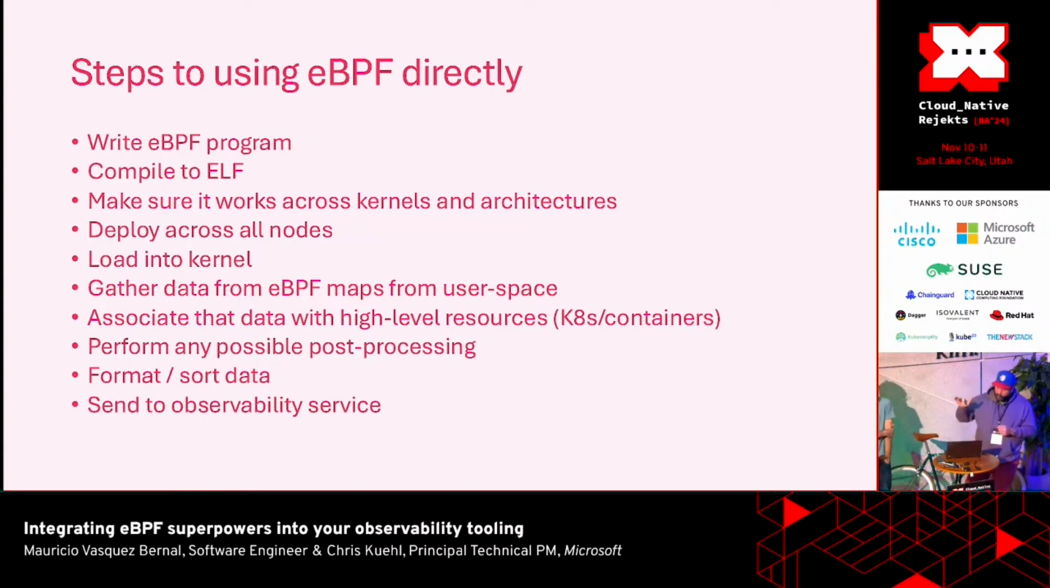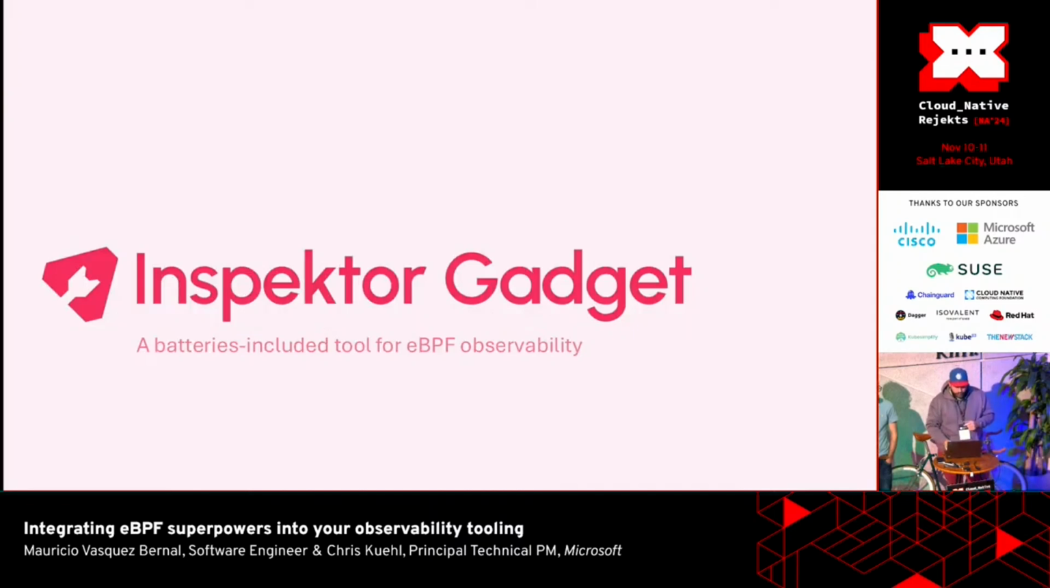You need to then perform any possible post-processing, because there are some things, because it's safe, you can't do inside of eBPF. For example, string processing, because it's sometimes unbounded, is difficult. And then you need to format, sort, prepare that data for export to your observability service, and then you need to send it. And so Inspektor Gadget kind of takes care of all of these, and that's the whole point of it.